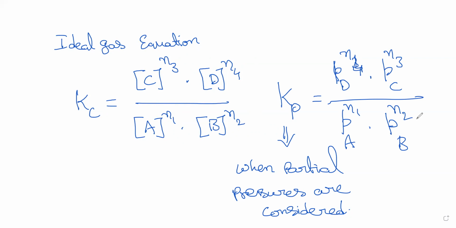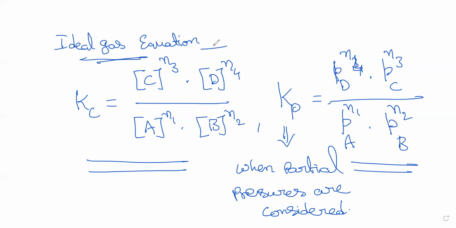And now we have to find the relation between these two. This is Kc and this is Kp. To find the relation, we use ideal gas equation. What is ideal gas equation? Ideal gas equation is PV is equal to nRT. We use ideal gas equation to solve this problem.